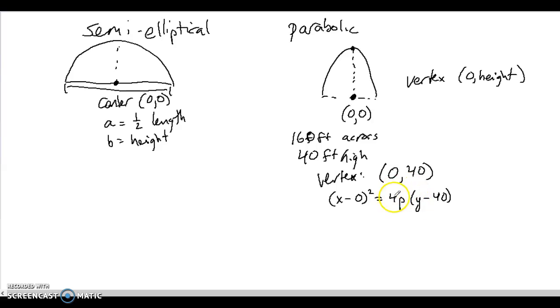So the question is, what's P? But it turns out that's not a great way to address it. What would be really nice is we notice right here and right here our x-intercepts are the points 80, 0, and negative 80, 0. Because it's 160 feet across, and this is the midway point. That means we go 80 that way and 80 that way. So I can plug that in. And I know that 80 squared is equal to 4p times 0 minus 40.